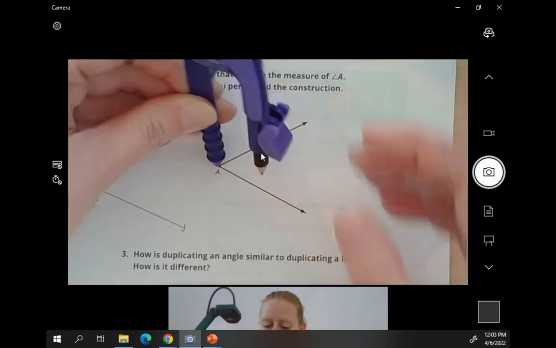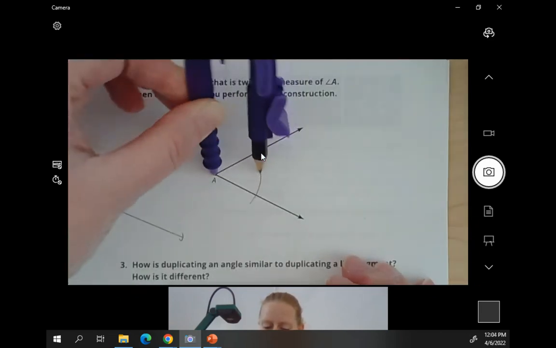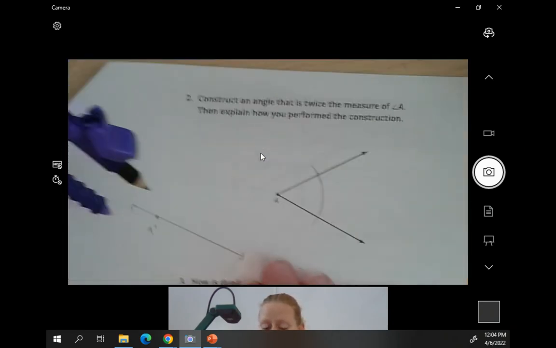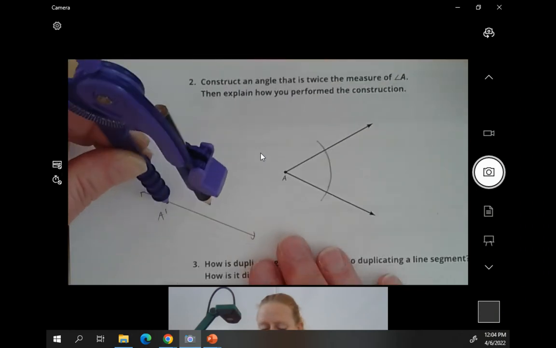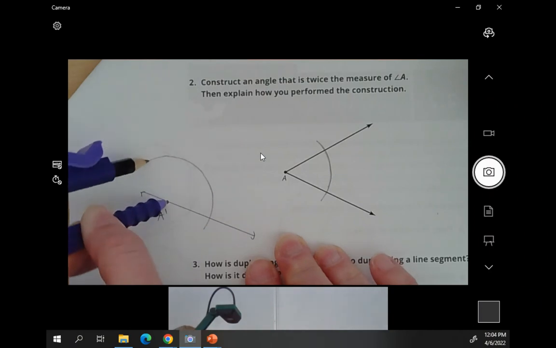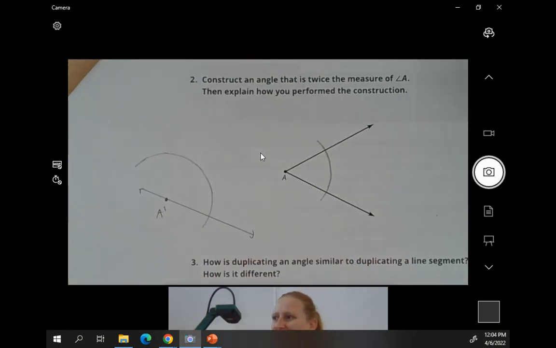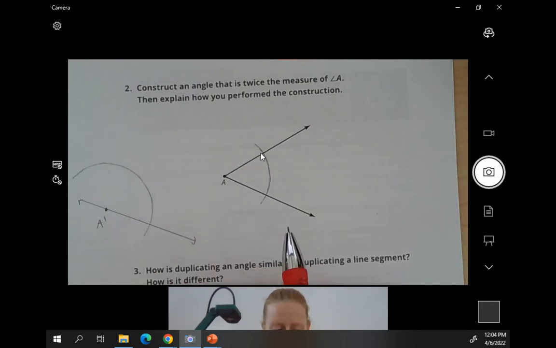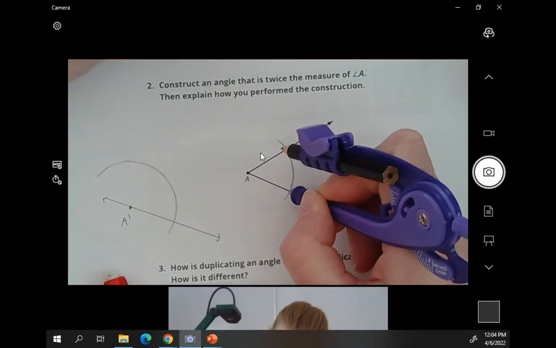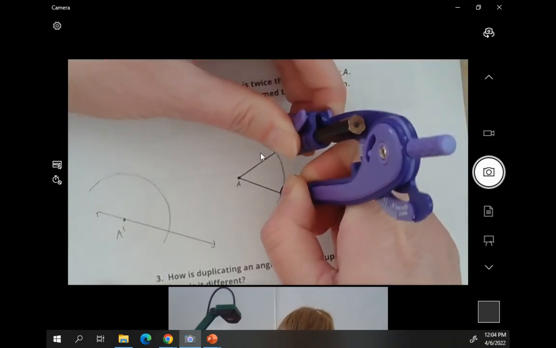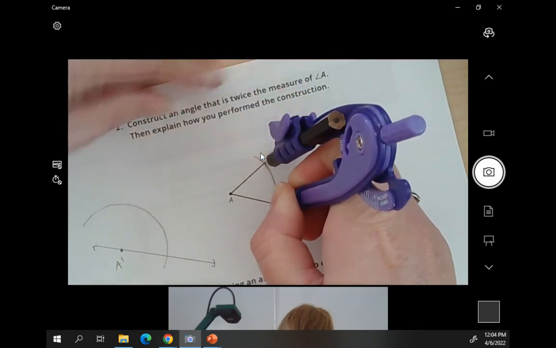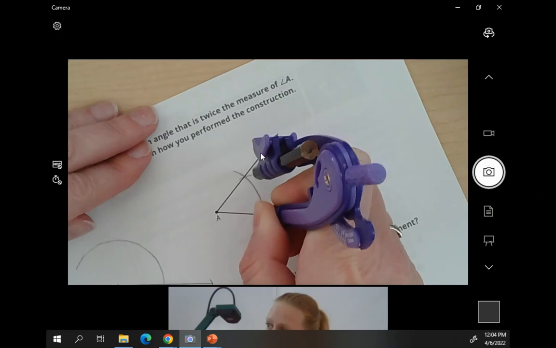Remember, we make an arc that hits both sides, right? Now, this is about to be double. So I need to make sure, don't let it slide, but I'm going to need to make this arc a little bit longer than the other one, because we know we're doubling the measure of this angle. So I did need to make it a little longer. Again, pointy guy here. So I'm going to use this as a measuring tool now, right? I'm going to adjust, just that my pencil hits right on the other side, right there. Cool.